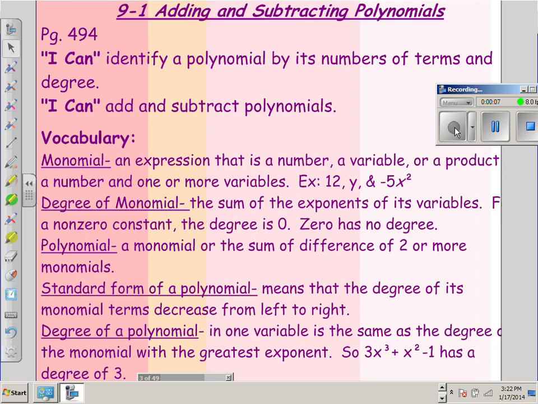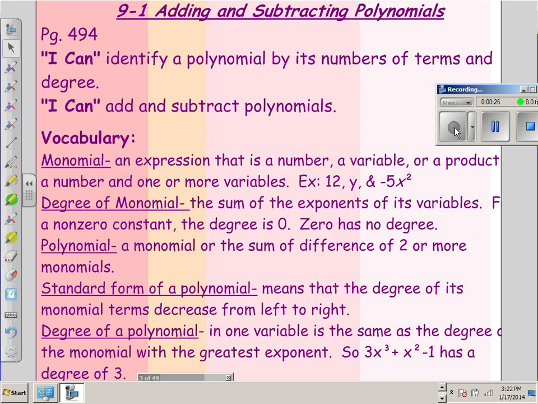This unit will be from the book, so our I can statements: I can identify a polynomial by its number of terms and degree. Also, I can add and subtract polynomials. So really there's two things that we're concentrating on today.